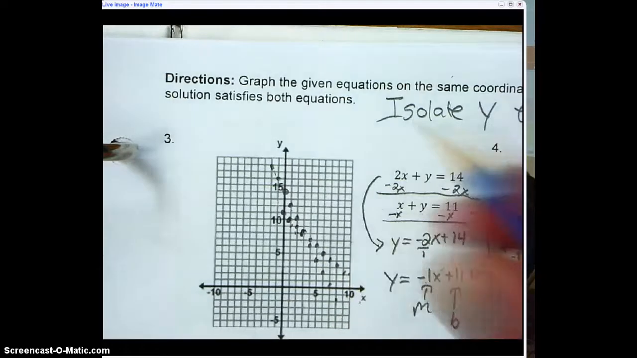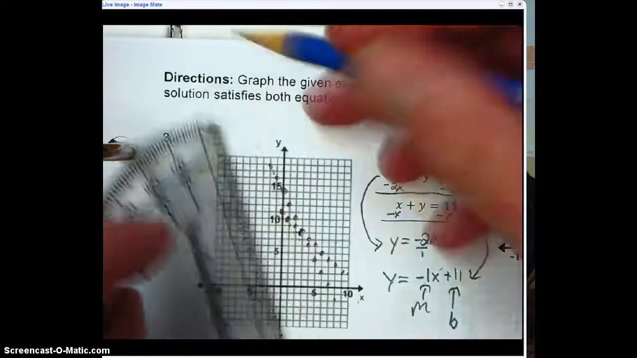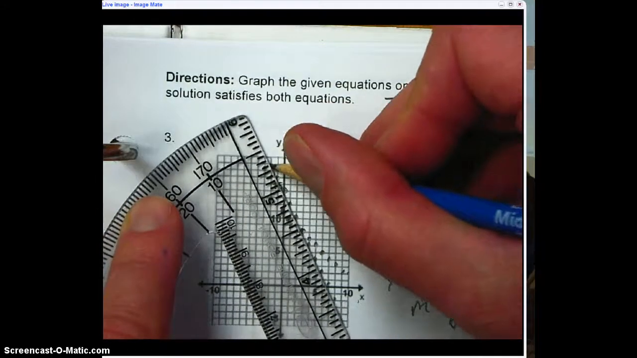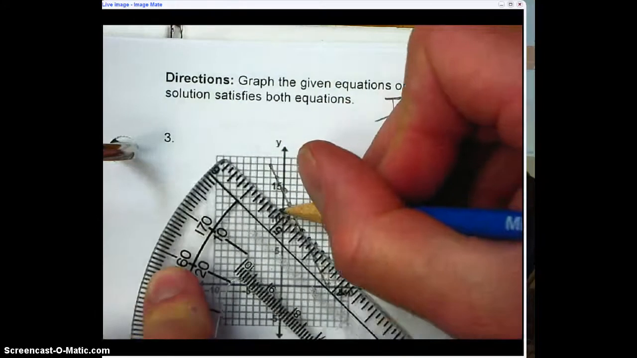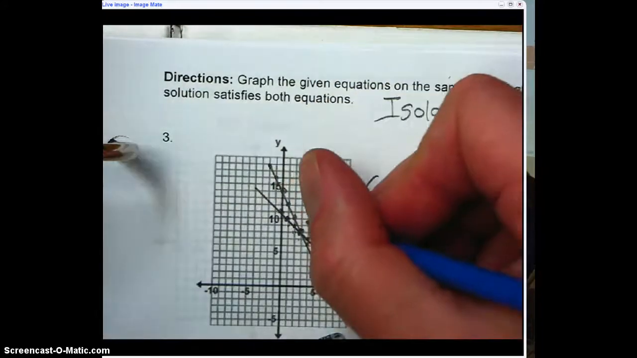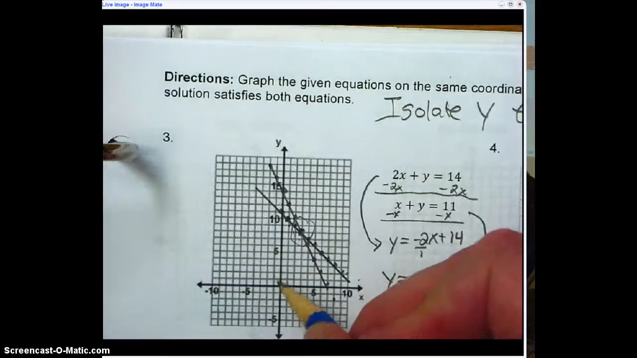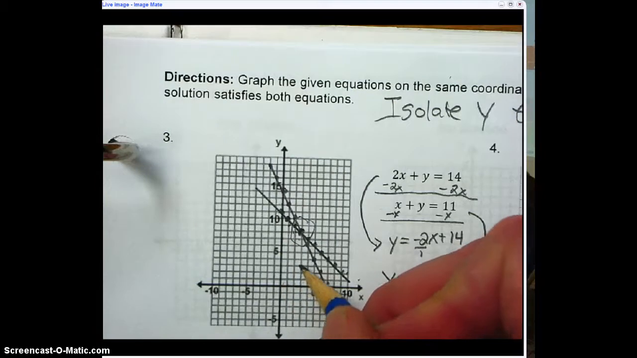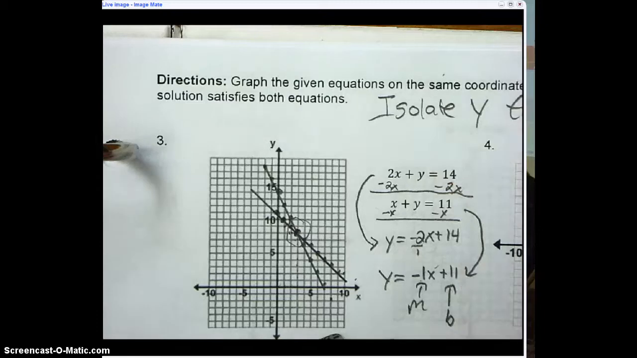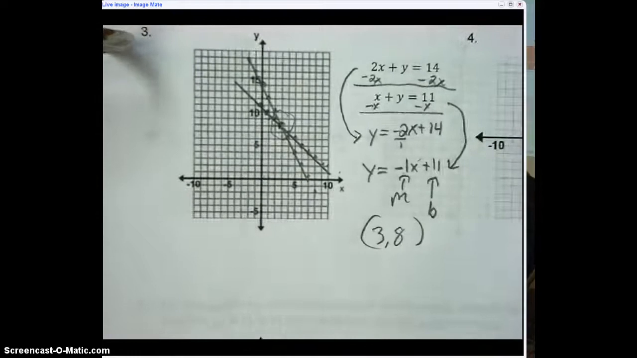Just like that. So now again, this is a bit of a mess if you're not careful. You've got to be very careful with your graphs. And this guy right here. Okay. Now name that point. And to me, it's 1, 2, 3, 1, 2, 3, 4, 5, 6, 7, 8. Should be 3, 8. We're going to verify that in one minute here.